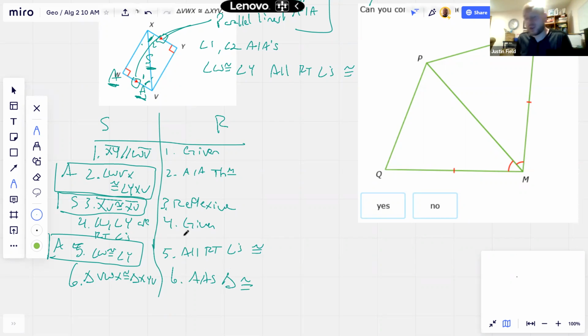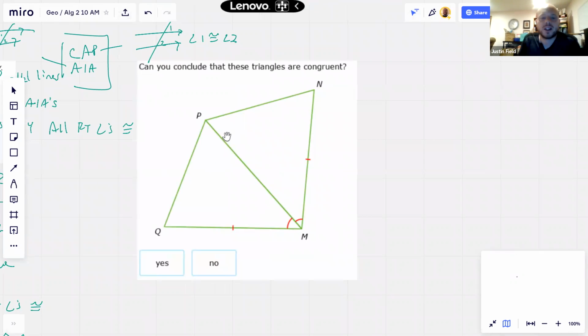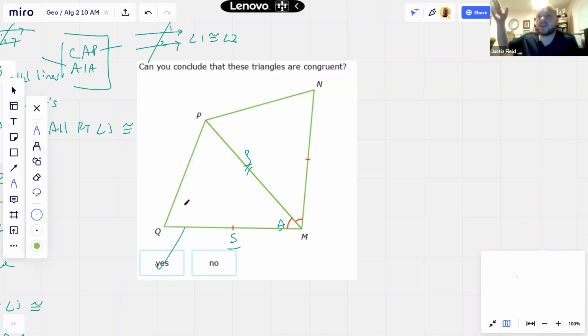So I want to do a lot of proofs with you this week, and so you'll need to post those in the organizer. The last assignment is kind of a breather here. Can we conclude that these two triangles are congruent? Well, we have a side, we have an angle, and then this shared side, we can say that's congruent to itself, reflexive property. And so, oh, why did I just write an angle? So that would be side, angle, side. So yes, side, angle, side.